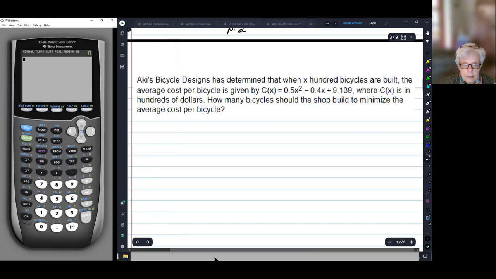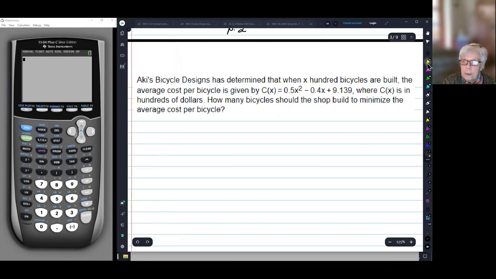Let me clear that. The average cost per bicycle is given by this formula, this function. Now, also very important, X is in hundreds. So for instance, if we came up with an answer like X equals one, we wouldn't be saying that Aki needs to build one bicycle. All right, where C of X is in the hundreds of dollars.